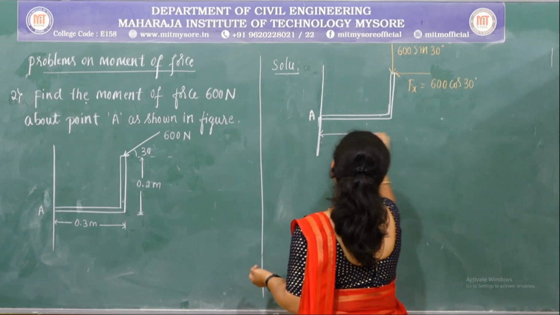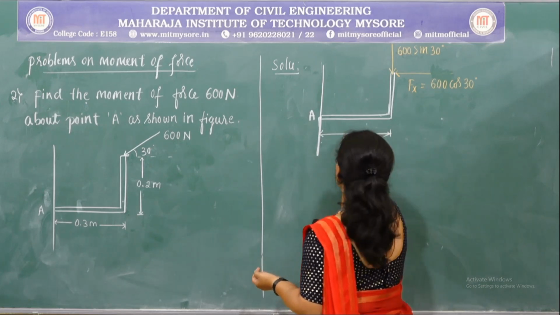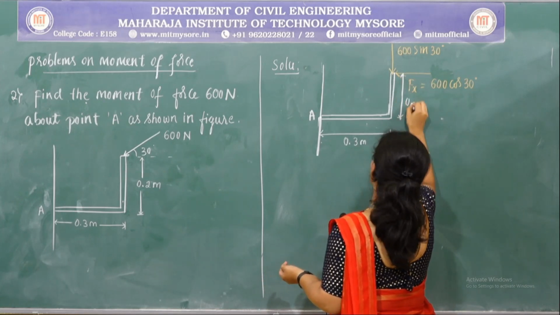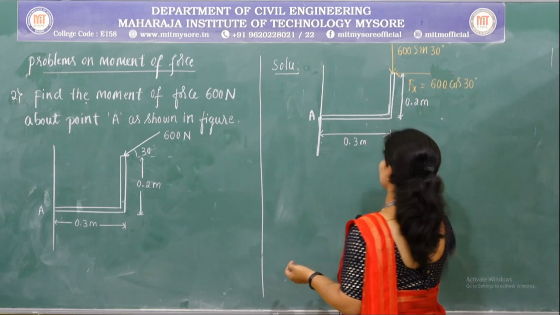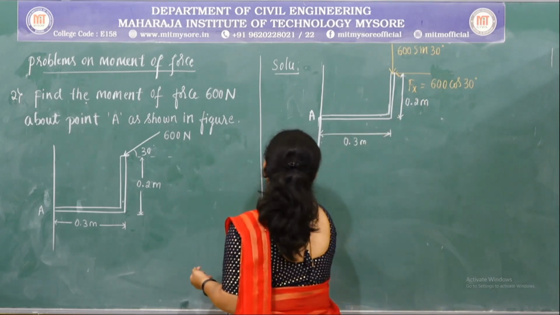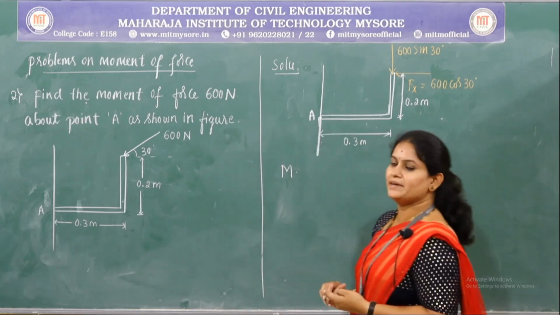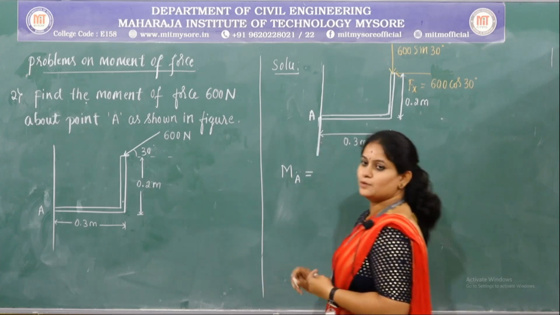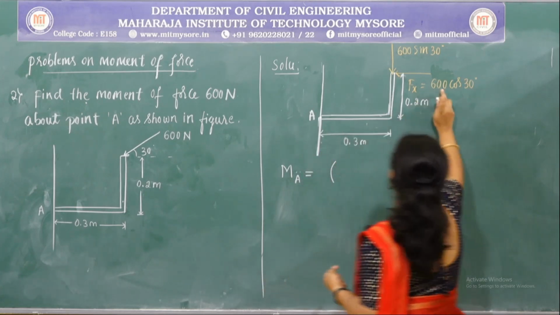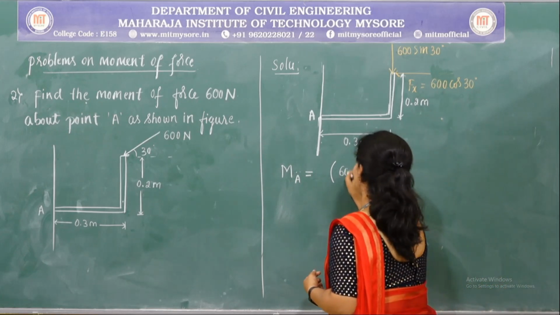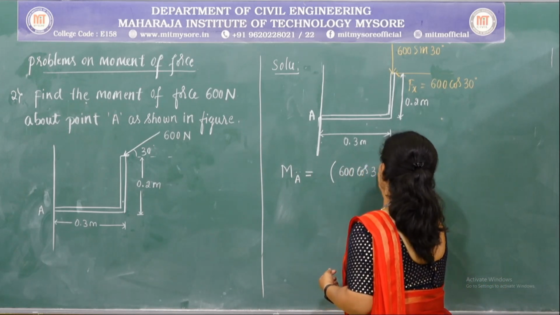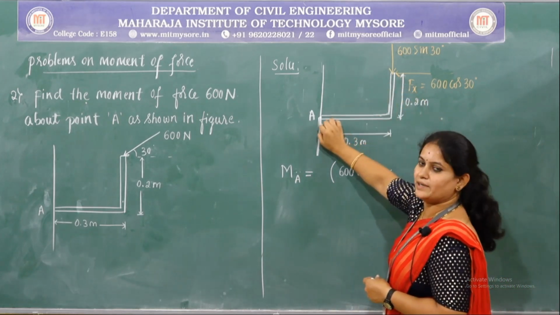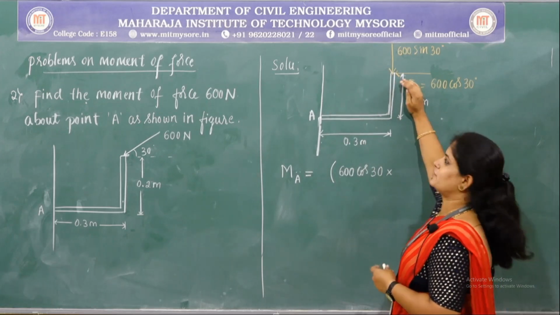So we need to determine the moment of the given force about this point A. So the distance between this point and A is 0.3 meters. Here it is 0.2 meters. So now we shall consider the moment of the given force about point A, which is equal to, so the magnitude of the x component is 600 cos 30 multiplied by the distance between the force and the point.